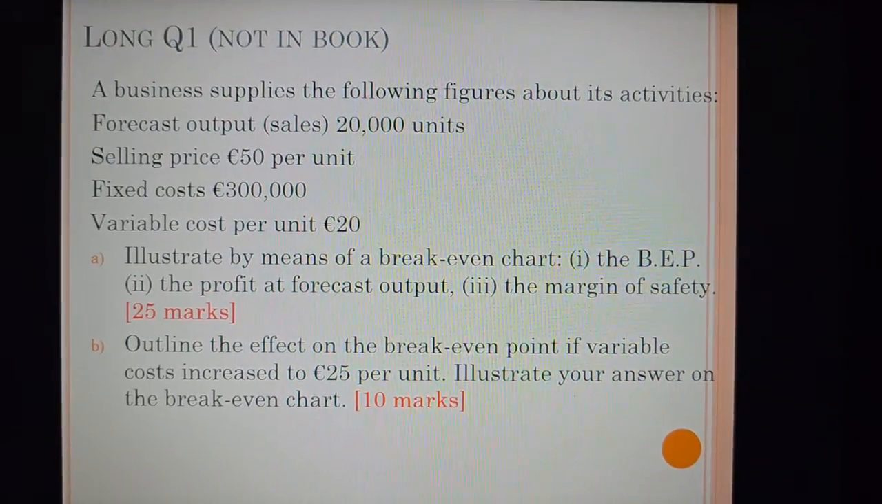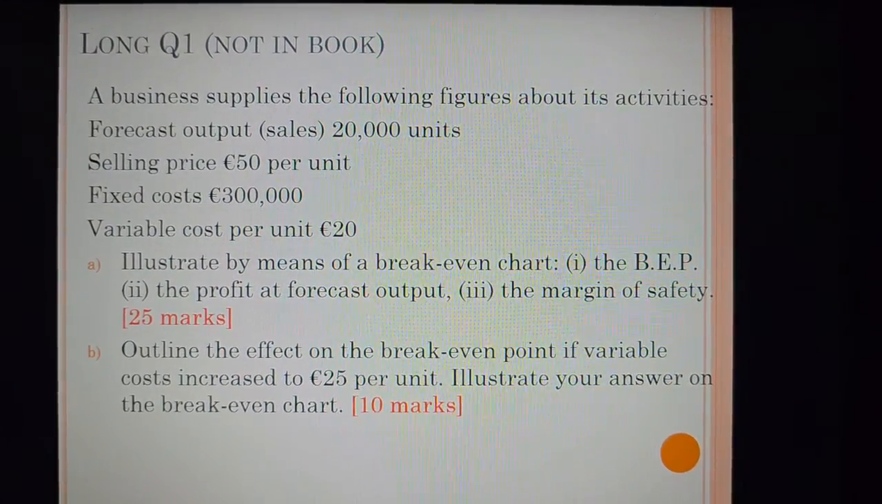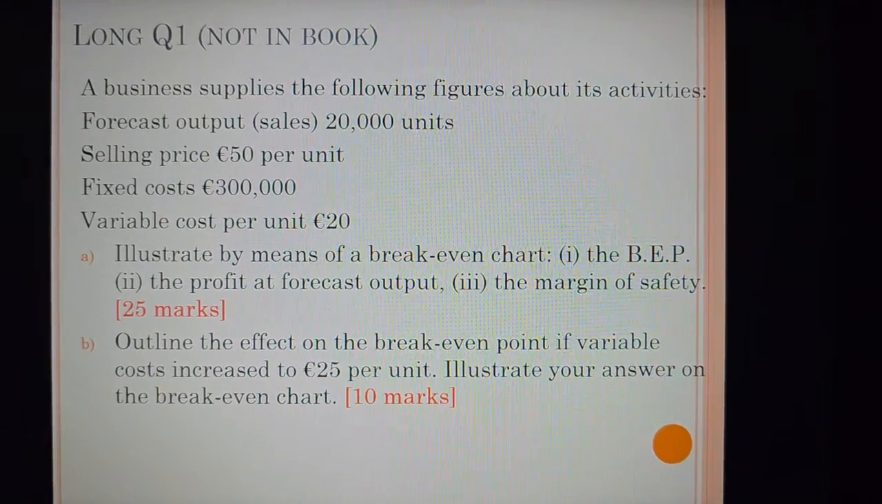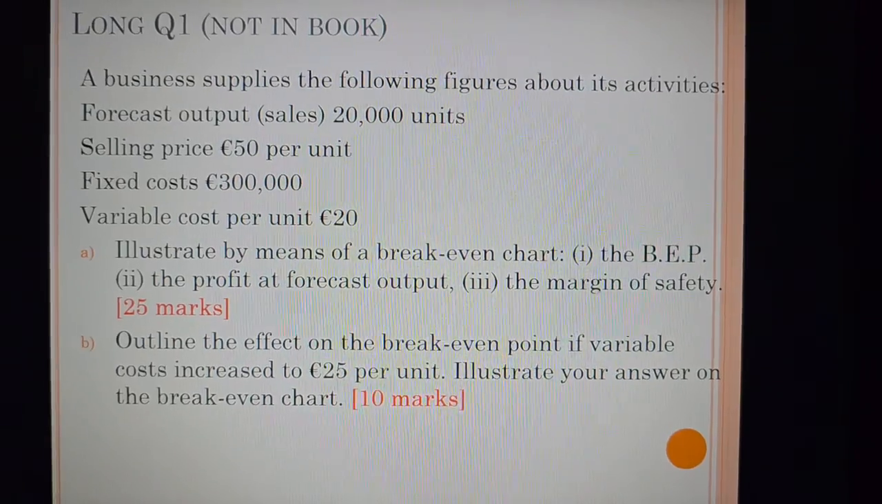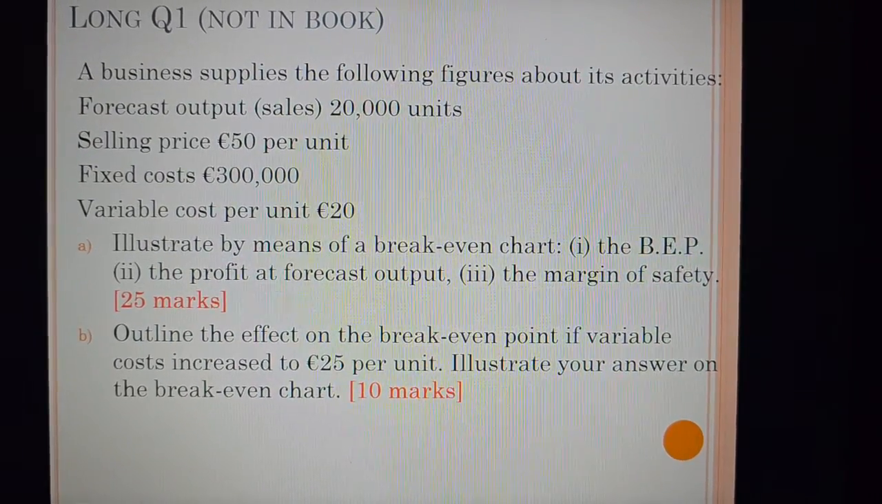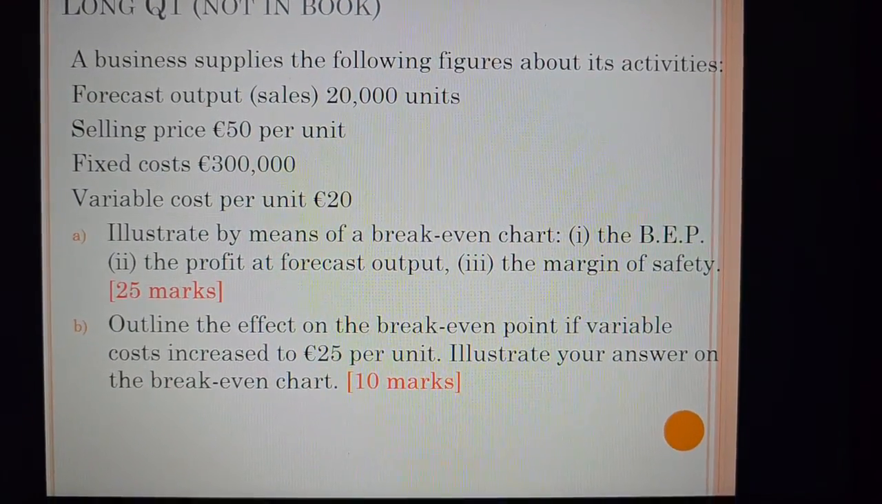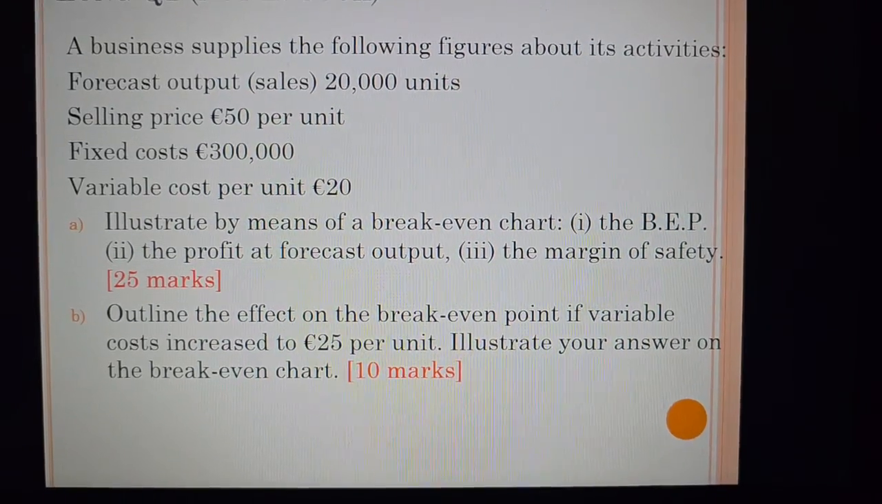Next question I want you to do is long question 1. A business supplies the following figures about its activities. The forecast output is 20,000 units. Selling price per unit is €50. Fixed costs are 300 grand and variable costs per unit are €20.